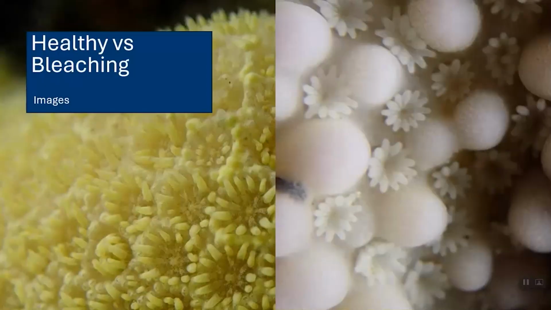So we look on the left here. Here is a photo of a healthy coral colony. And on the right side, we're going to see one that's under stress and in the process of bleaching. Now, I do understand these are two different species of coral. The one on the left is a lobe coral, and the one on the right that is bleaching out is a rice coral. But you can see the polyps here.